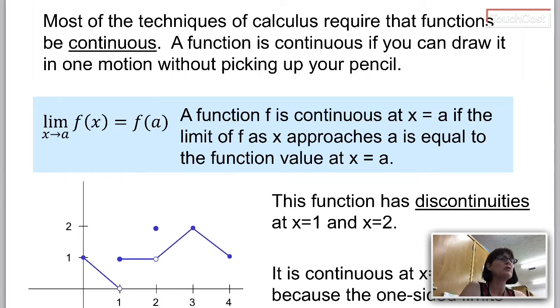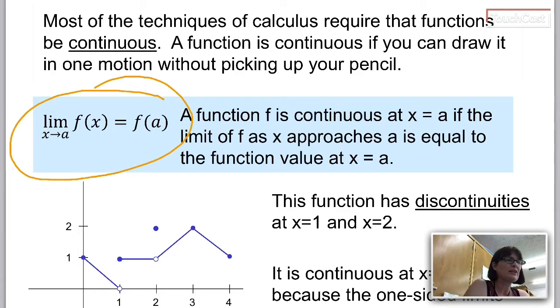So this is the formal definition of continuity at a point. There's a place for you to write this in at the top of page 2, so that backside of the first page of your notes. A function f is continuous at x equals a if the limit of f as x approaches a is equal to the function value at x equals a. And here you can see the notation for that.